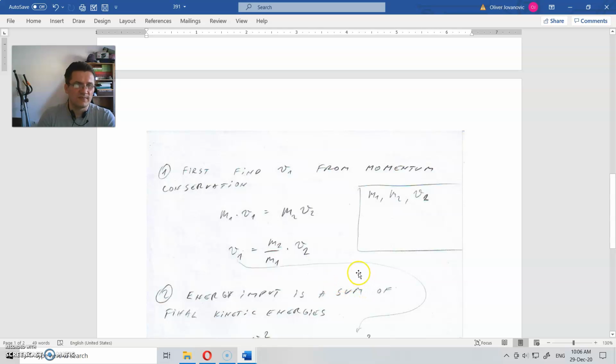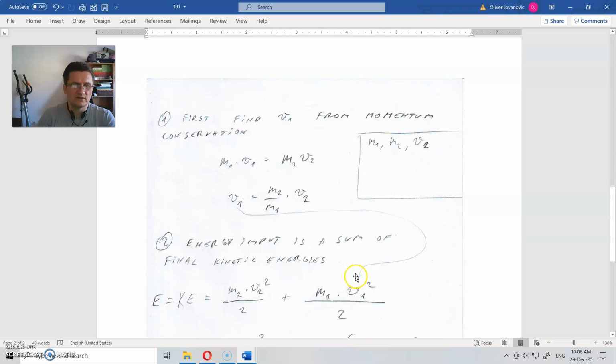Now for the energy. The energy input in this case should be the sum of final kinetic energies. So we have one kinetic energy and the other. And we have v2 for v2, and for v1 we will exchange, instead of this, this. And then we will get the kinetic energy of the system after the push-off. And that's all there is to it. You just fiddle this to the end, and you could do that on your own.